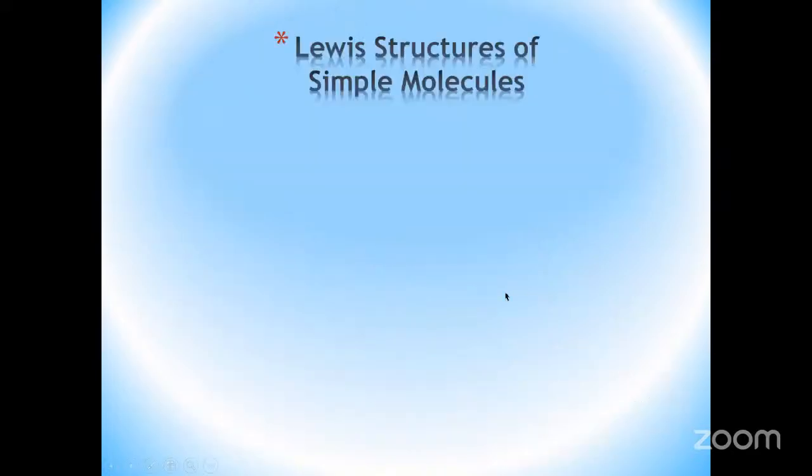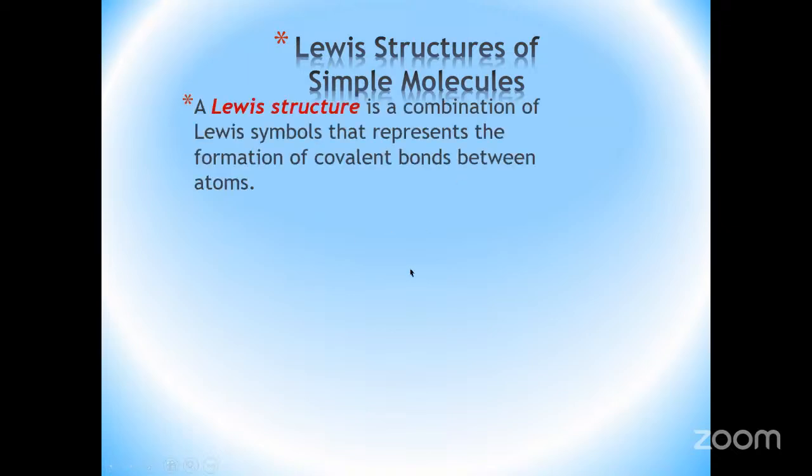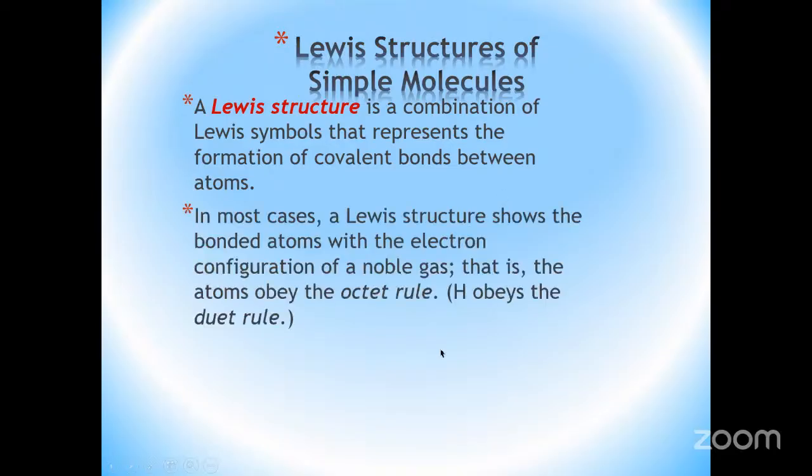Okay, what next? All right, so let's talk about Lewis structures. So we talked about Lewis structures for atoms. Now we're going to talk about Lewis structures for molecules, right? So the Lewis structure, as you're going to see, is related to Lewis symbols, where we combine the symbols so that we end up with a structure which shows you the covalent bonds that exist between atoms.